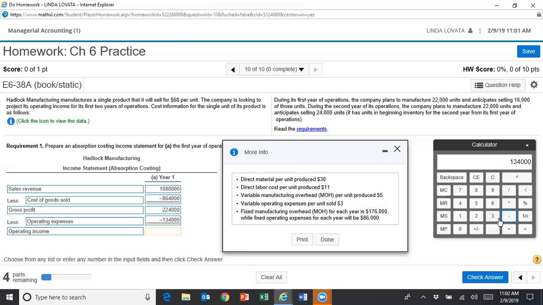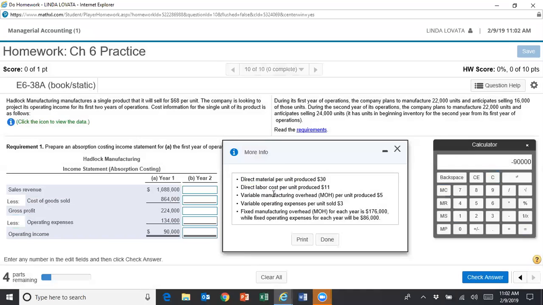And then I want to subtract that then from the 224. And so I have 90,000 for my operating income. All right. And I cross my fingers, and that works. All right.